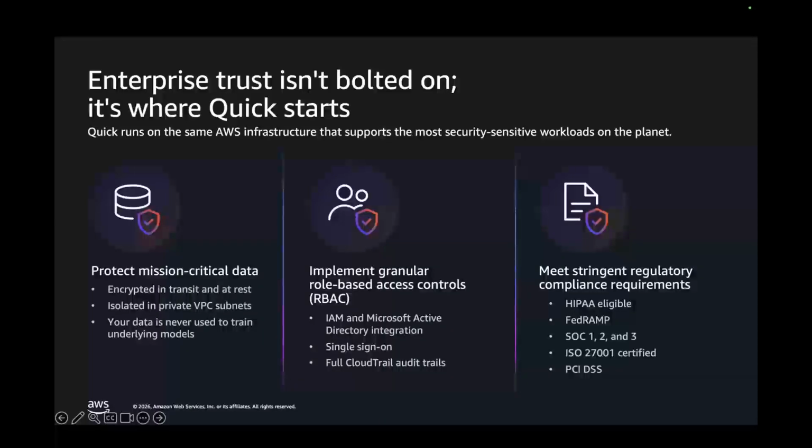Then it's also important to control who sees what. And role-based access control is what we've traditionally been using. It means that people can see only what they're allowed to see. Quick plugs into the identity tools that you already use, like Active Directory and single sign-on, so that access follows existing rules automatically. And then, just in case, every action is logged through CloudTrail, so your security team has a full audit trail and nothing happens in the dark.